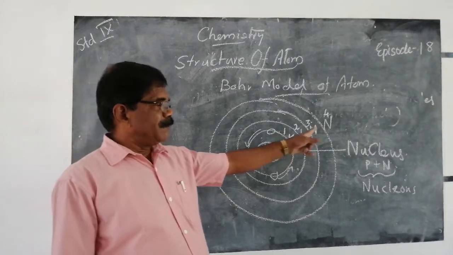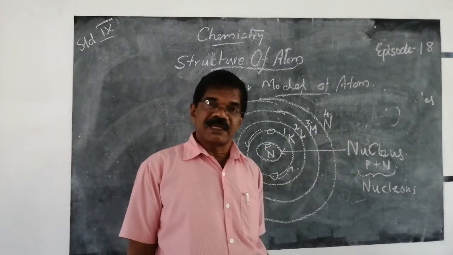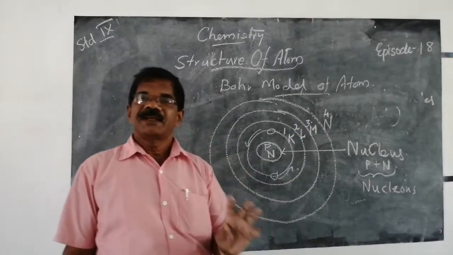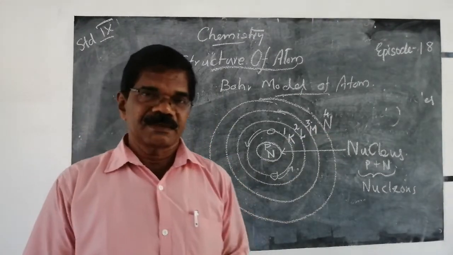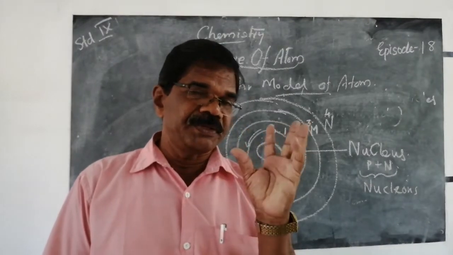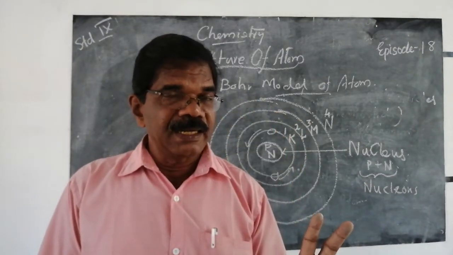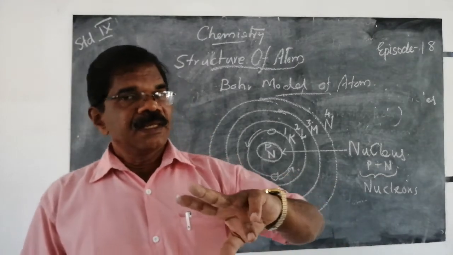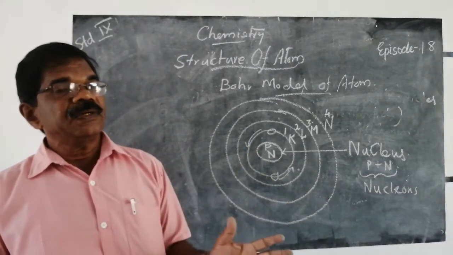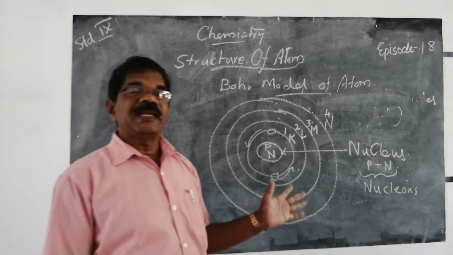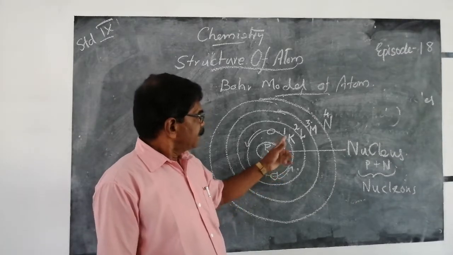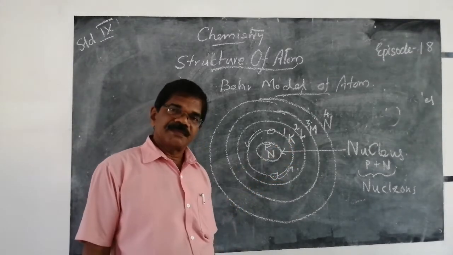K, L, M, N are only the names of the shells. 1, 2, 3, 4 are their numbers. Don't confuse the number of the shell with the number of electrons filled in each shell, which you will put in the coming classes. Don't confuse between these two. K and 1 are the same.